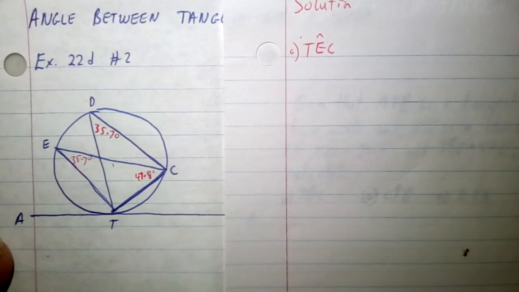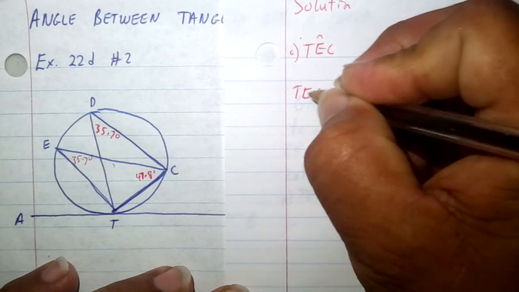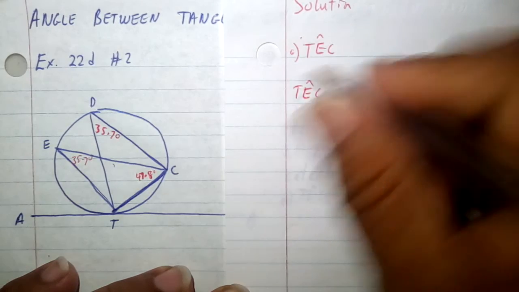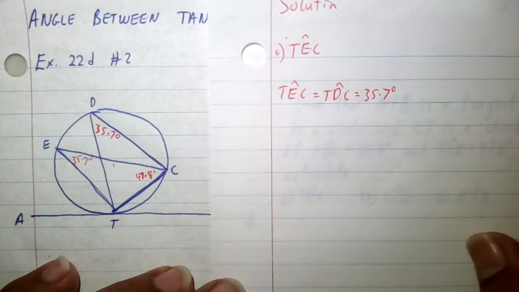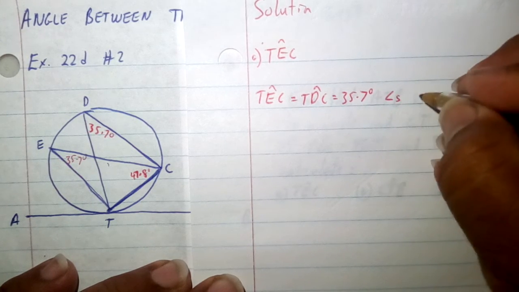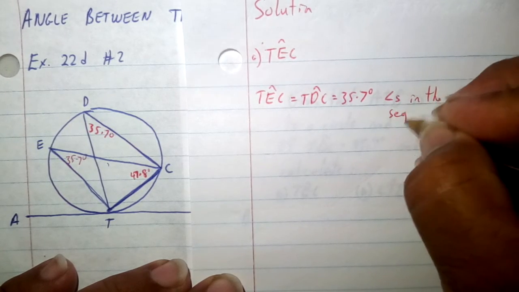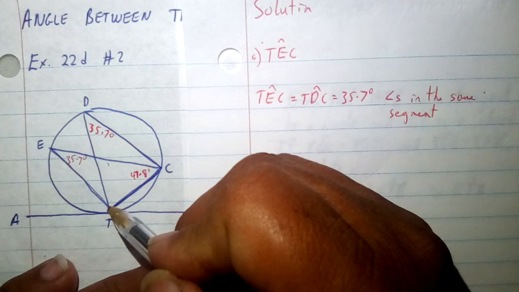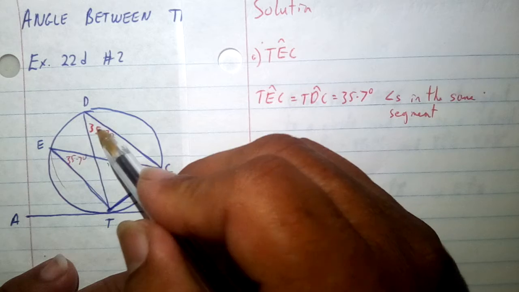Now how do I know that? So let me write down the explanation on the side. Angle TEC is equal to angle TDC, which is equal then to 35.7 degrees. Why? Because they are angles in the same segment. Let's see how that and that is. This is the segment going all the way around. They are angles on the same segment, so therefore they must be equal.